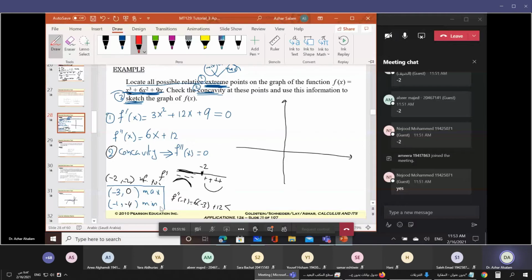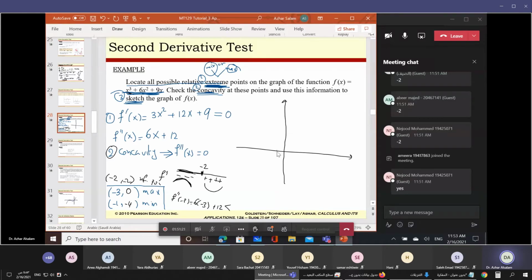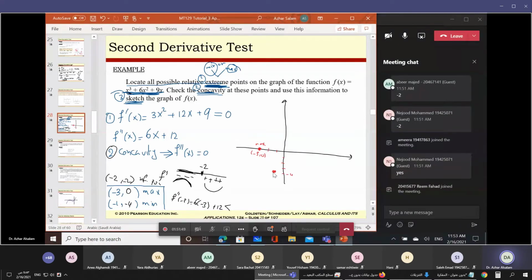I will indicate these points first. First, minus 3 and 0. Y coordinate is 0. So here minus 3 and 0. It will be maximum. And minus 1 and minus 4. So 1, 2, 3, 4. This is minus 4. Minus 1 and minus 4 at here. Okay. I said that this is maximum and this is minimum.